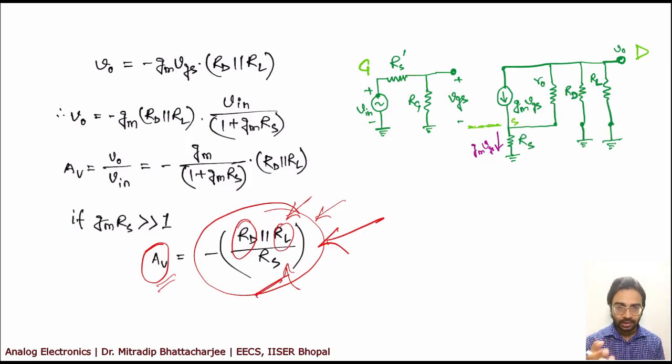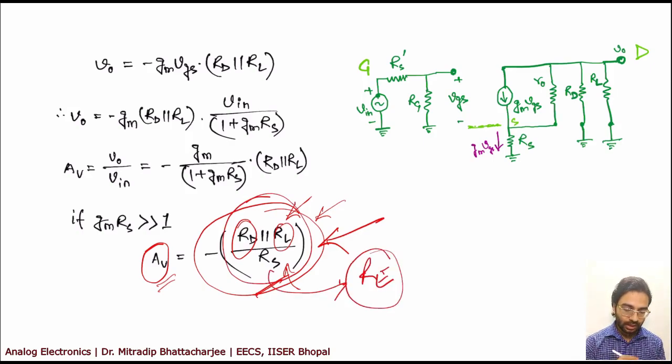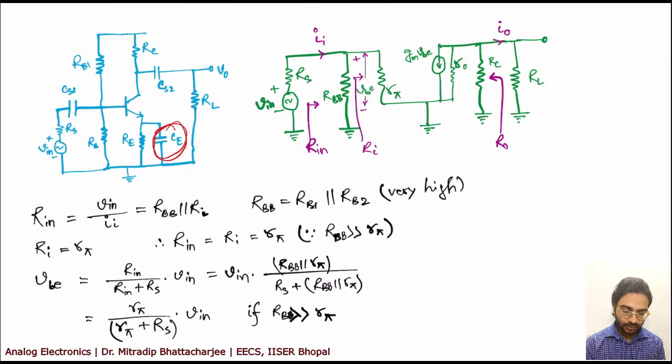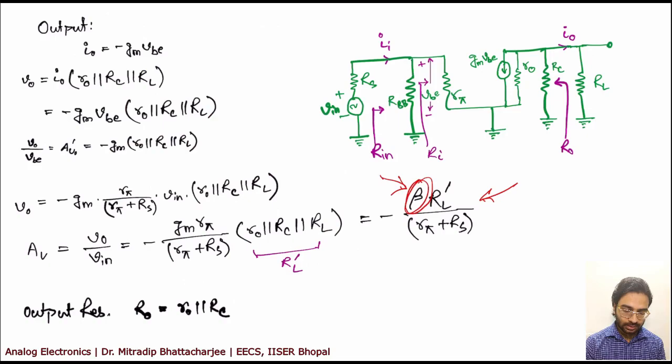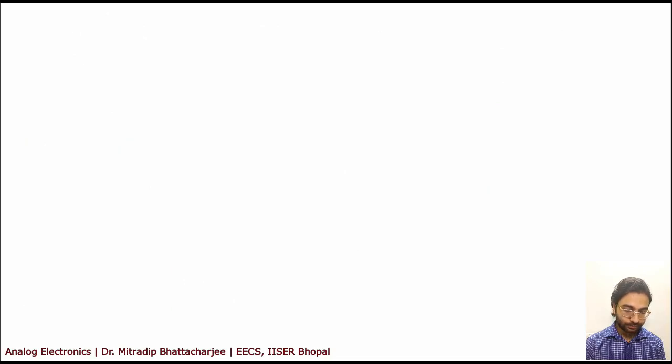One can try at home and find what value of gain they get. It should be similar to this one, wherein RS will be RE. This way we can calculate the value.